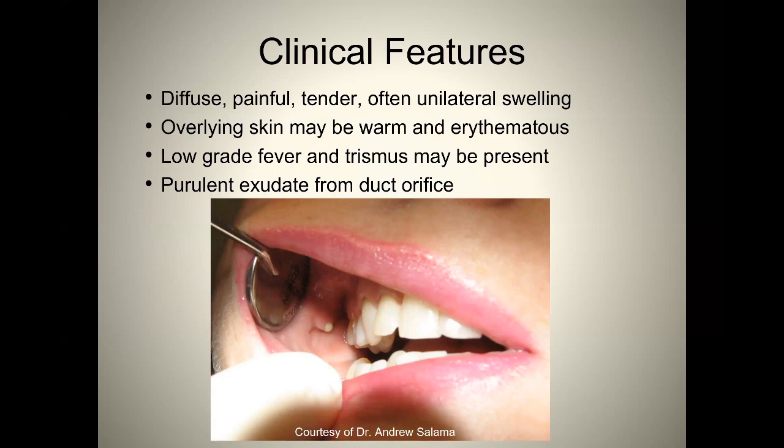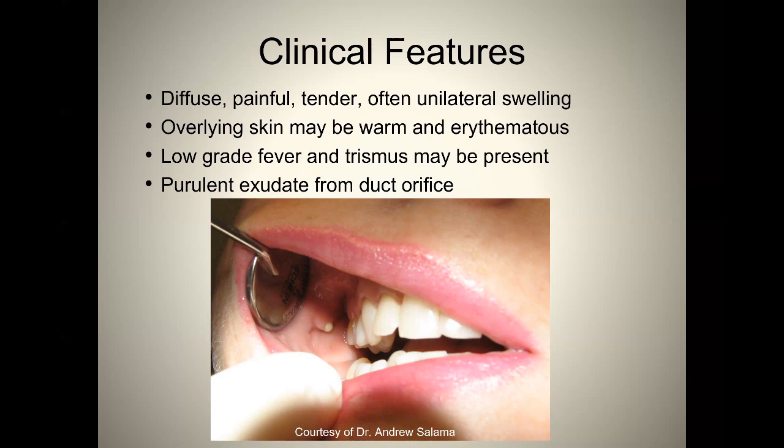The clinical appearance is a diffuse, painful, tender, often unilateral, but certainly can be bilateral swelling of the gland. And that's because we know that when there is inflammation and infection, we're going to get a red and painful and tender mass. The overlying skin may be warm to touch and erythematous. These are all of our hallmarks of inflammation: red, warm, painful.